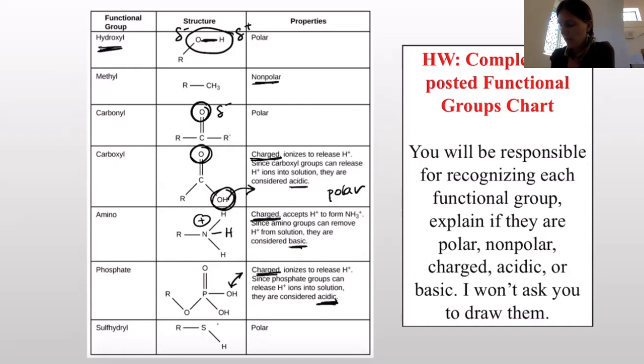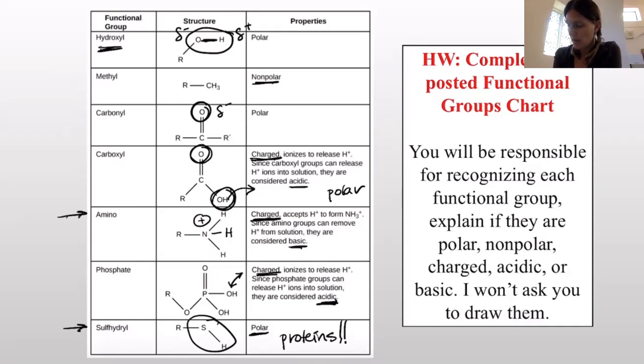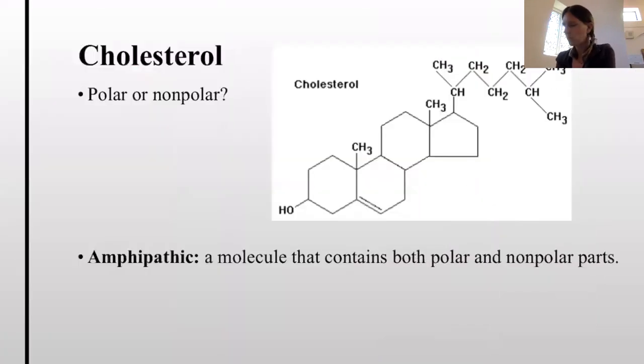Then we have the sulfhydryl, which is polar. This is going to be really important in proteins, which we're going to see a lot. So the sulfhydryl, amino, and carboxyl groups are all going to be really important in proteins as we move forward.